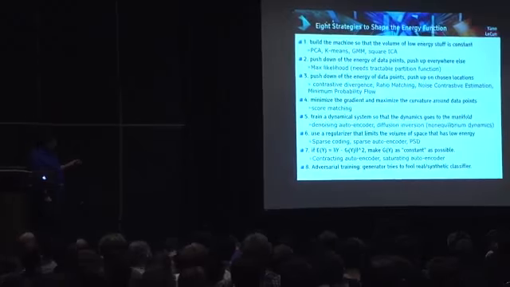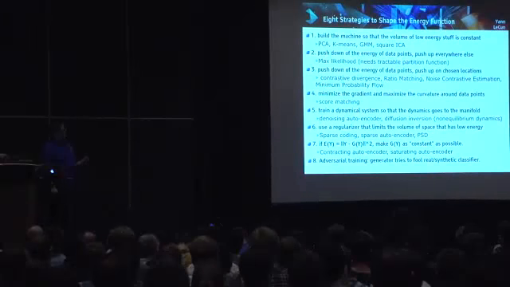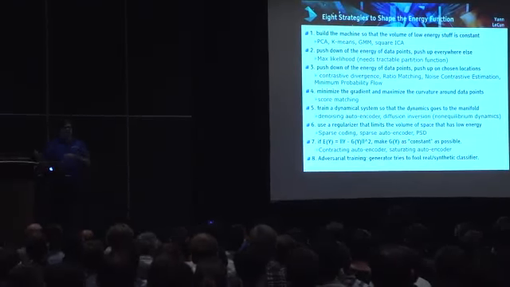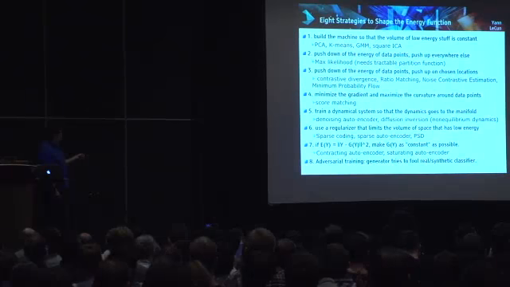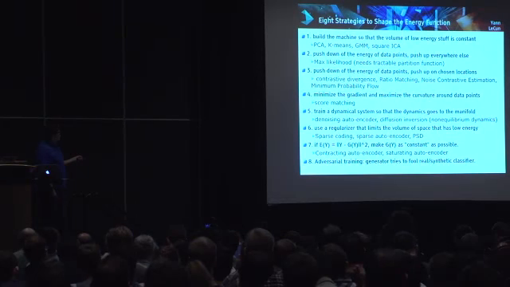You can push down the energy of data points and push up on chosen locations, maybe around the data points. And that's basically what the Boltzmann machine learning algorithm does with contrastive divergence. And there's other methods to do this as well. You can minimize the gradient of the energy function with respect to the state and maximize the curvature around data points. That's called score matching. It's very difficult to apply in complex models, unfortunately.